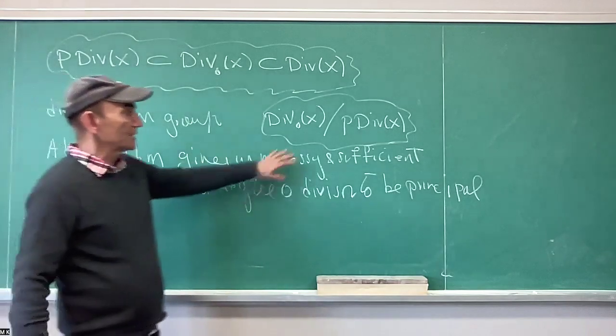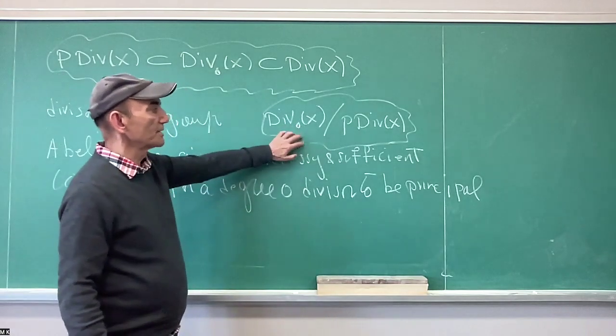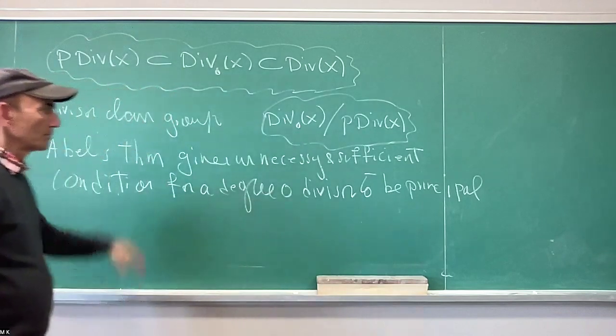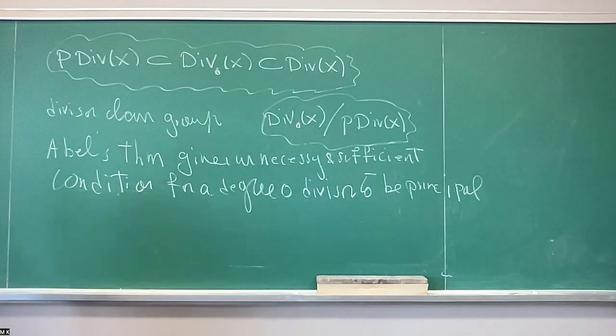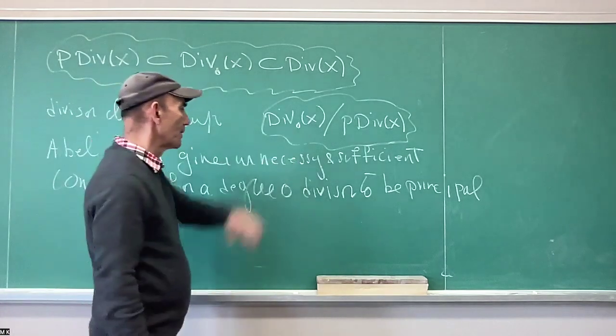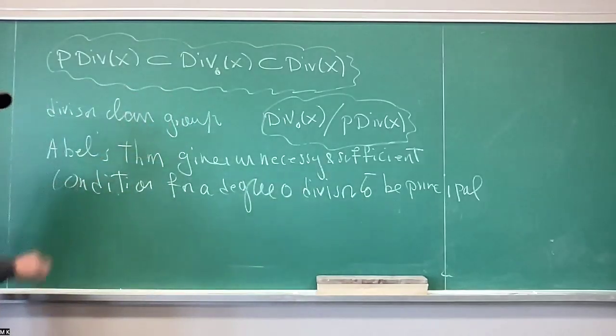And this is another thing. The analog of this is called the ideal class group, where you take fractional ideals and all that story. So this is a pretty important group. However, let me finish with this.